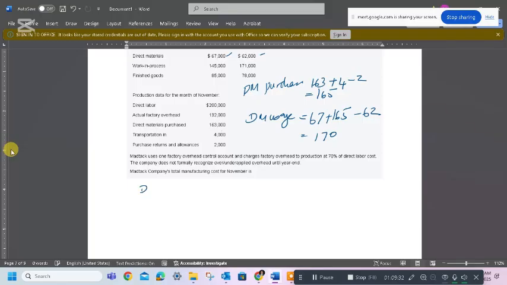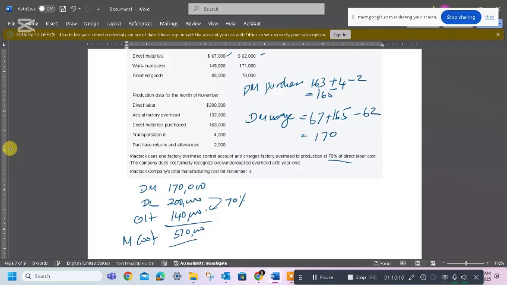So when they say find the total cost, material 170,000, labor 200,000. Question says company charges factory overhead to production at 70% of labor cost. So the overhead that they are going to charge for this month is 70% of this, 140,000. That's all. Total manufacturing cost 510.